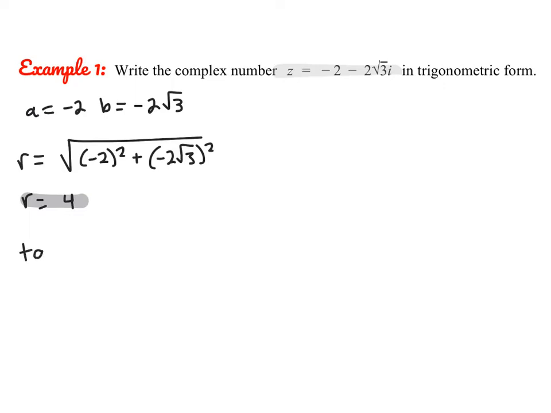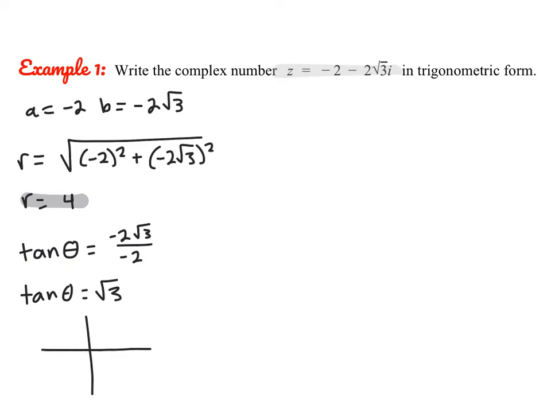We're going to set up a ratio with tangent. So tangent of theta is going to be b over a. We need to figure out when the tangent of theta is positive root 3. However, you also have to keep in mind what quadrant we're working in. Here we have the complex number negative 2 minus 2 root 3i, so that's going to be some coordinate down here. We need to find some angle that is in quadrant 3. Our reference angle is going to be pi over 3, because the tangent of pi over 3 is root 3. But placing that into quadrant 3, we get 4 pi over 3.